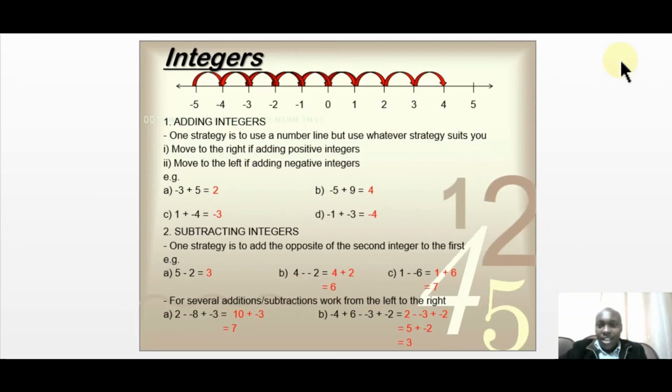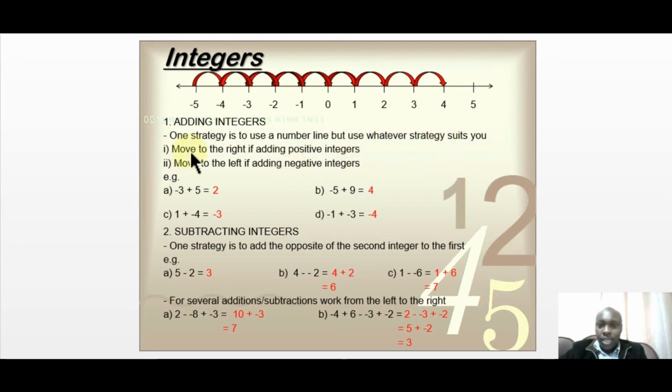Integers. Welcome to the lesson on integers. In this lesson, you're going to learn how to add and subtract integers. So let's begin with adding the integers. One strategy is to use a number line, but you can use whatever strategy suits you.